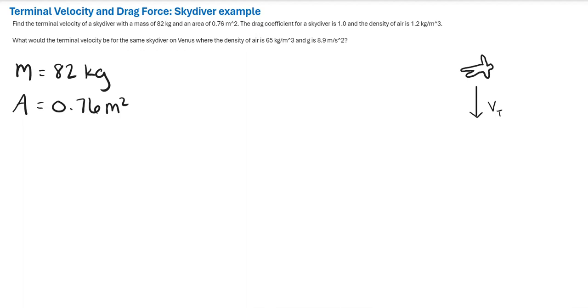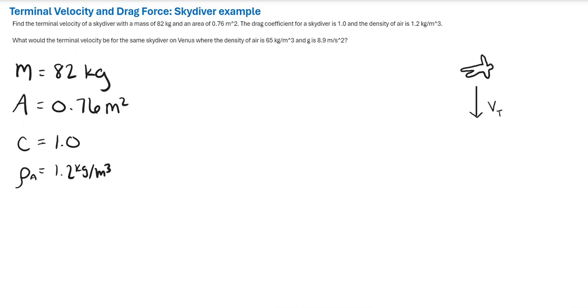So we have a drag coefficient. This is something that is specific to the object. So in general, we have a coefficient for a person that is skydiving equal to 1.0. Now this is a dimensionless constant, so we don't have any units. And then the density of air, which is important for the drag force, is 1.2 kilograms per cubic meter. And we'll just stick to the first part of this question first.